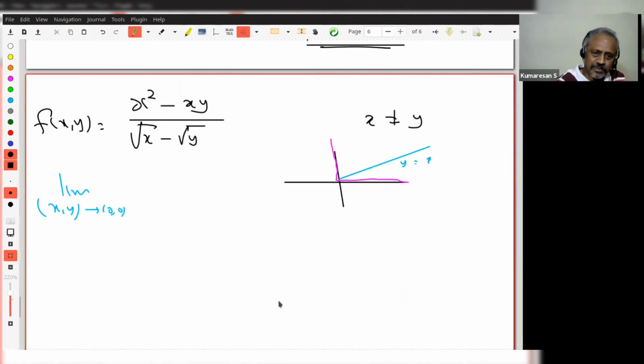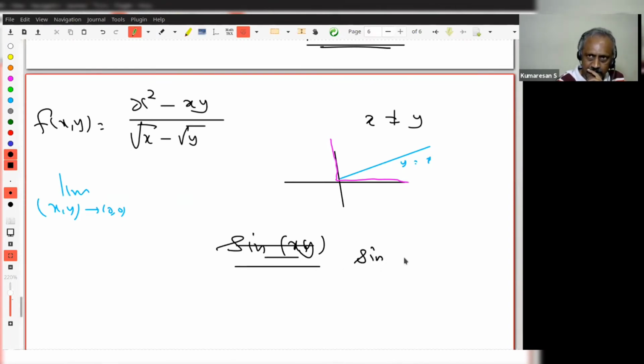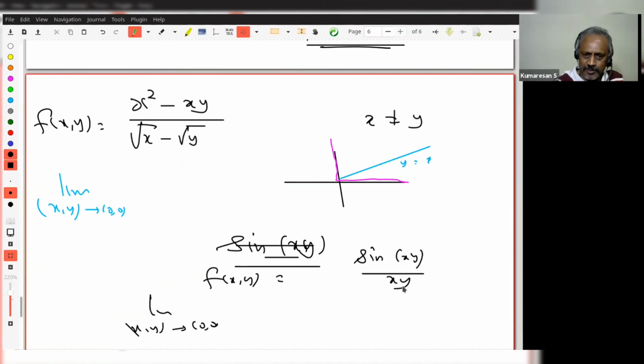Now suppose I give something like a problem. f of (x, y) equal to sine xy by xy. If I want to talk about the limit as (x, y) goes to (0, 0), I don't know whether it exists or not. Let me not worry about that. I want to talk about the limit of this function. The moment you see this expression, what should come to your mind?